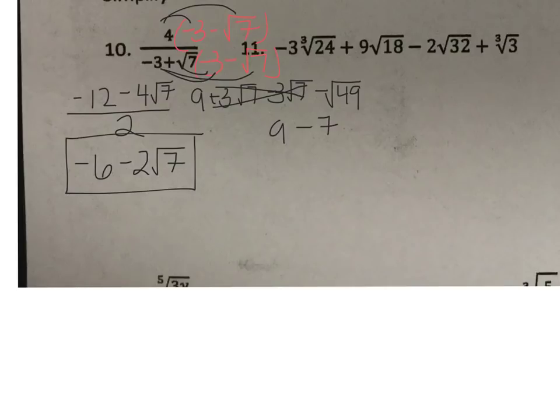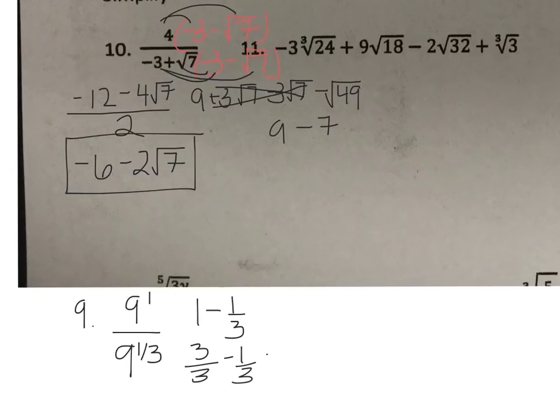Okay, I just realized that I skipped number 9. So let me do that on here real quick. Number 9 was 9 divided by 9 to the 1/3 power. Again, we're using rules of exponents. So my numerator of the exponent is 1. 1 minus 1/3. 1 is 3 over 3 minus 1/3, which is 2/3. So my answer is 9 to the 2/3 power.